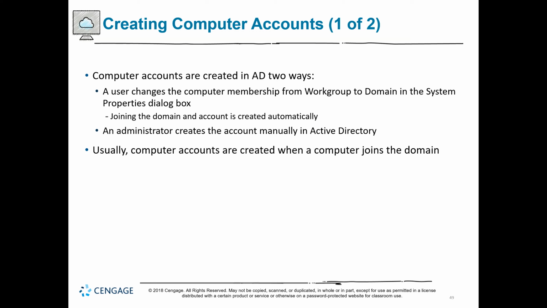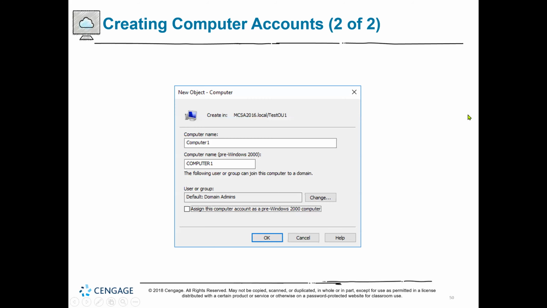So you can change it from a workgroup and vice versa. And if you change it from a workgroup to the domain, joining the domain, you automatically create an account. Or an administrator creates the account manually in Active Directory. Usually computer accounts are created when your computer joins the domain. It's just faster and easier. This is that screen. And then you have the default domain down here.